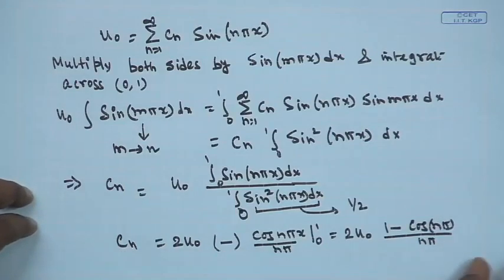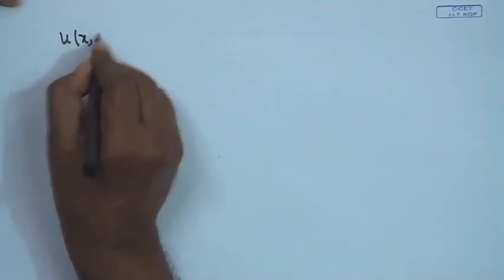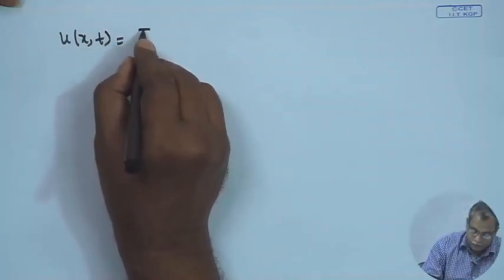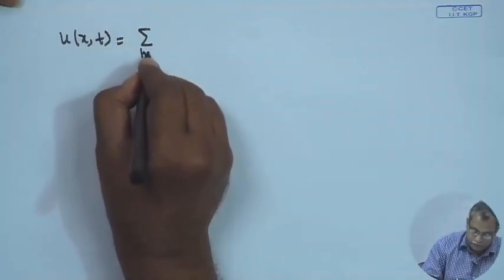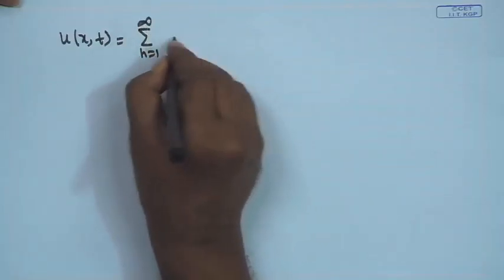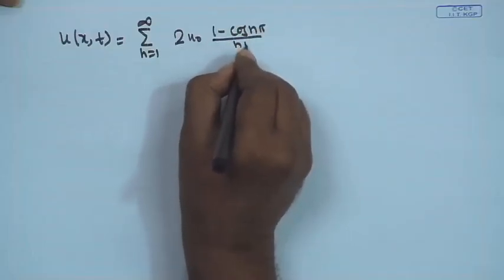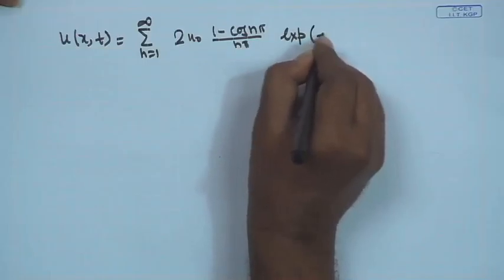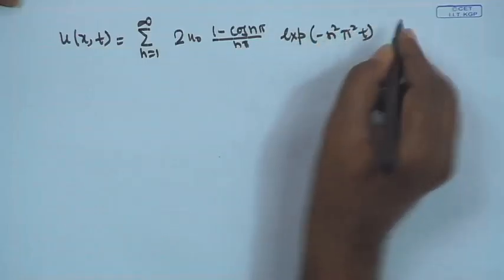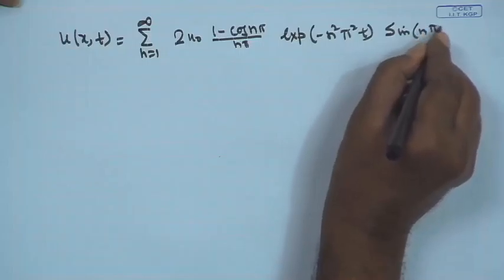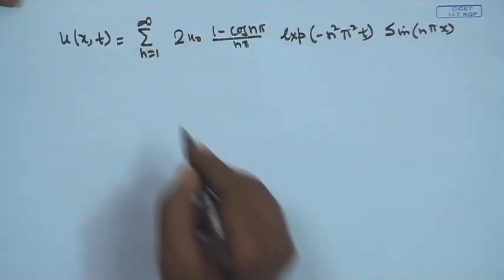So, now we will be getting the complete solution. If you write the complete solution, u as a function of x and t will be nothing but the summation from n equal to 1 to infinity of 2 u 0 times 1 minus cosine n pi over n pi, times exponential of minus n square pi square t, times sin n pi x. 2 u naught can be taken out of the summation sign, because that is basically a constant. So, this gives the complete solution of the 2-dimensional parabolic partial differential equation of the first kind.